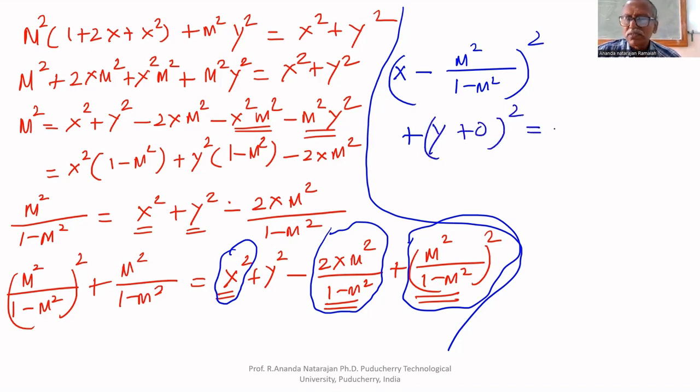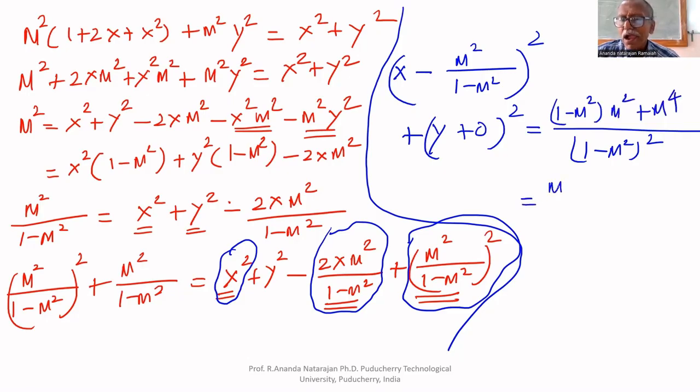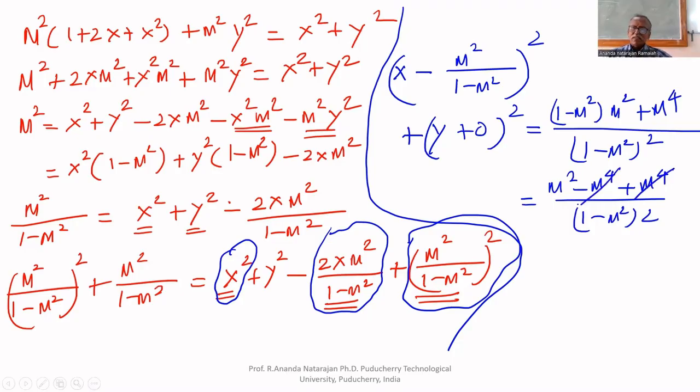You have to simplify this so that (1 minus m square) whole square. So you have to multiply this with 1 minus m square, plus m power 4. That is equal to m square minus m power 4 plus m power 4 upon (1 minus m square) whole square. These two get cancelled. Therefore, the right hand side is m square divided by (1 minus m square) whole square.